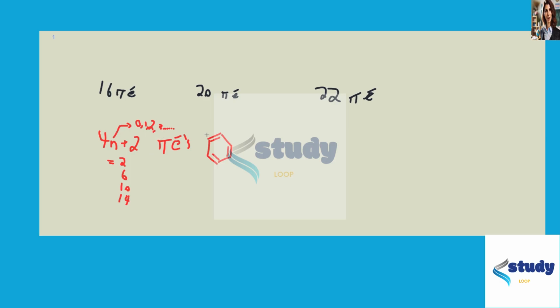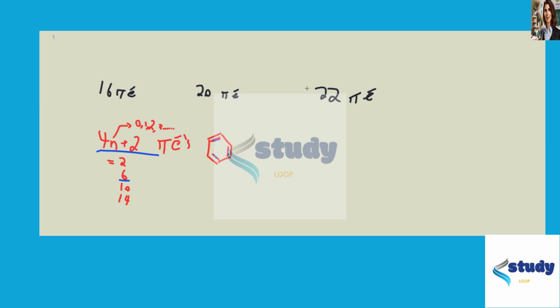So what we know is that in our benzene ring, we have 1, 2, 3 double bonds, and remember each double bond is composed of 2 electrons. So in essence, we have 2, 4, 6 pi electrons. So yes, benzene is aromatic because it follows Huckel's rule of 4n plus 2 pi electrons.